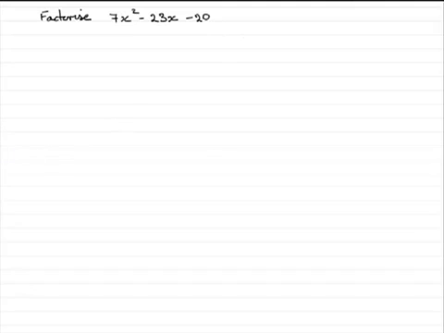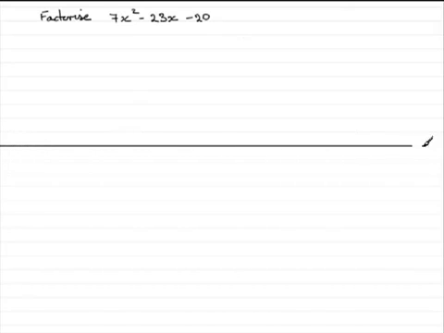So the next step is just to see if we can, by trial and error, expand two brackets that are going to give us this quadratic expression. So we pick two values of x that multiply together to give 7x squared. So what's that going to be? Well, it's got to be a 7x and an x. 7x times x gives us the 7x squared. You could have x and 7x. Again, it doesn't matter which way round you have these.